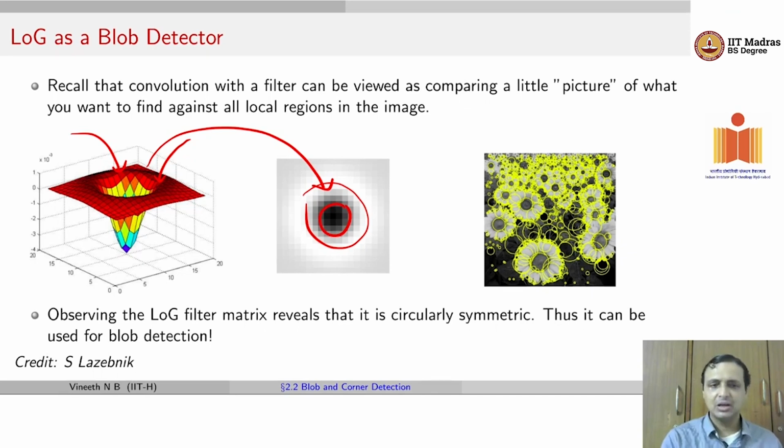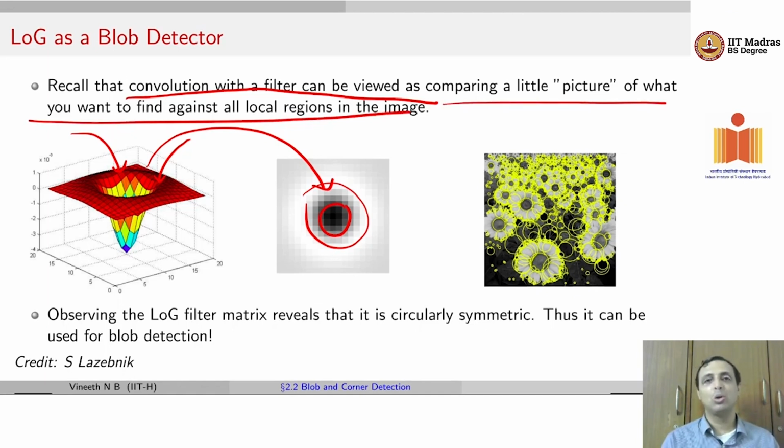And by looking at the filter, you can say that it's likely to detect blobs. In some sense, convolution of the filter can be viewed as comparing a little picture of what you want to find against all local regions in the image. Okay. So there is a slight nuance which is different. This does look a bit similar to template matching, for which you use cross correlation, but in convolution you would double flip the filter and search for that across the image. But when your filter is symmetric, it really does not matter. Both cross correlation and convolution will be looking for the same filter in the image.